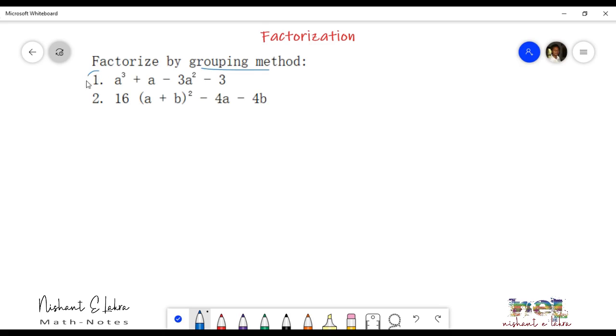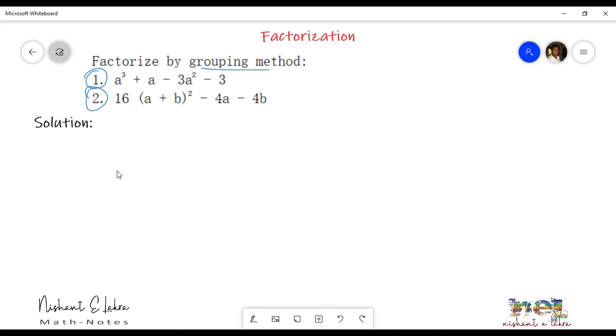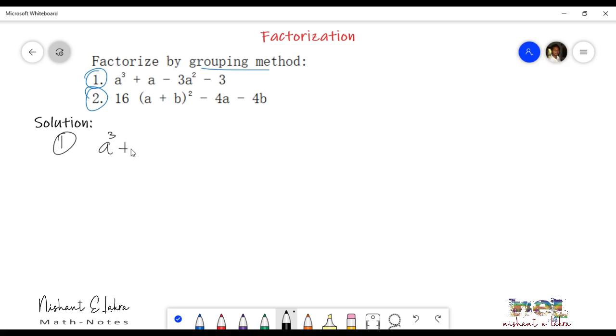Factorization by the grouping method. We have done this before, but today we will also see other forms of questions. There are two problems we'll be solving. Let's see how to solve the first question. We'll write down the expression which is given: a cube plus a minus 3a square minus 3.